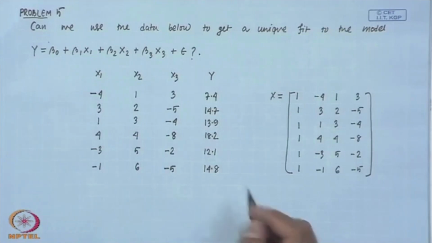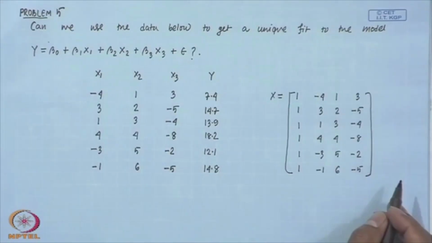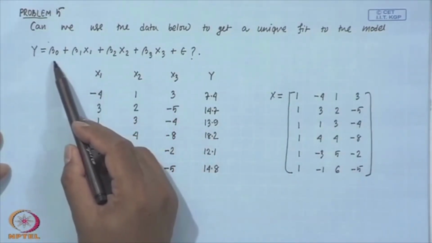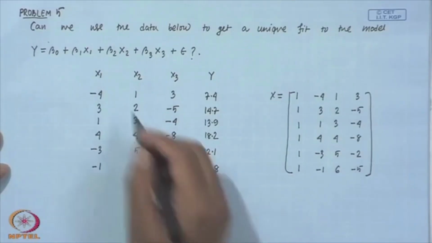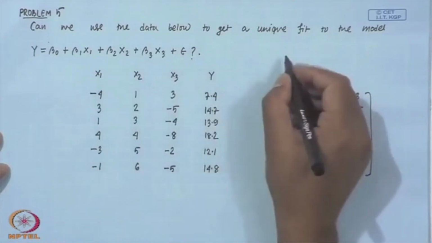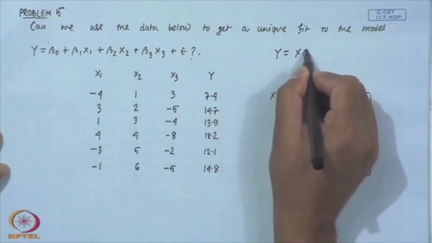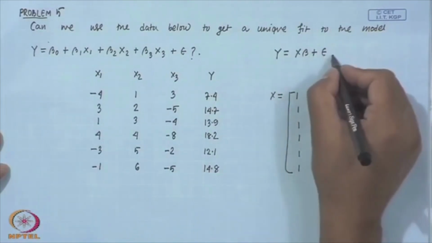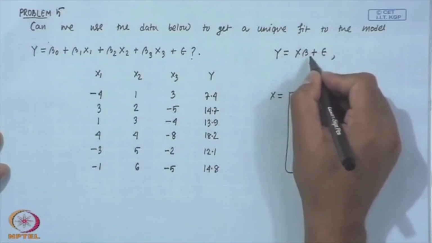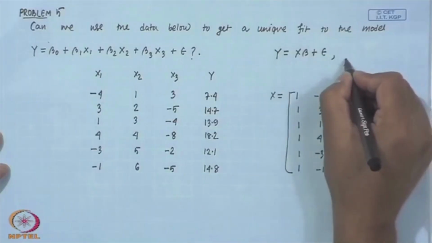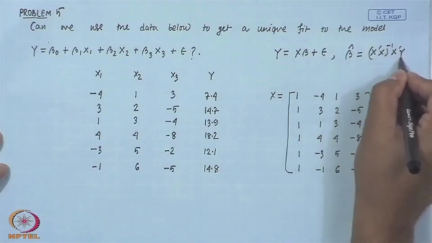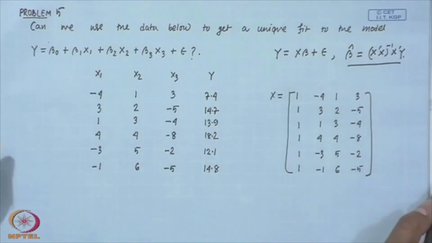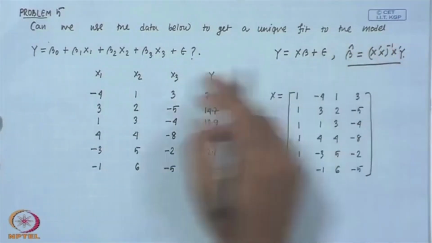Okay. So, you look at the data carefully. This involves how many parameters? It has 1, 2, 3, 4 parameters, and we have this data. So, it is a multiple linear regression model with 3 regressors, right. So, you can write it in this form y equal to x beta plus epsilon, and then we know how to estimate these regression coefficients uniquely. We know that beta hat is equal to x prime x inverse x prime y. And what is the problem here then? Why does it say, can we use the data below to get a unique fit to the model? Why not?